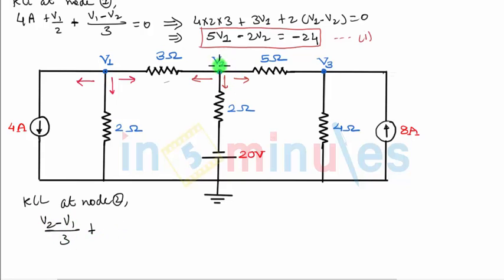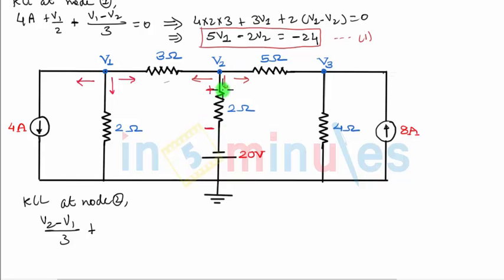Plus, now the second current will be through this 2 ohm resistance. If this voltage source was not there, we would have written it as V2 by 2. But because there's a voltage source here, we have to be a little careful. Because the current is flowing in the downward direction, let us first mark the voltage polarities across the 2 ohm resistance. Current is flowing in the downward direction, so the voltage fall will be shown with this polarity, plus on the top and minus on the bottom.